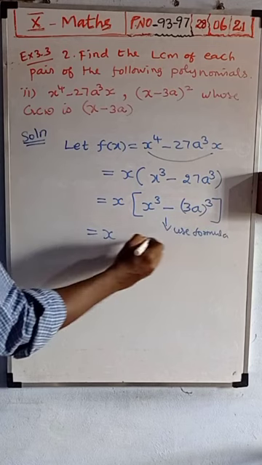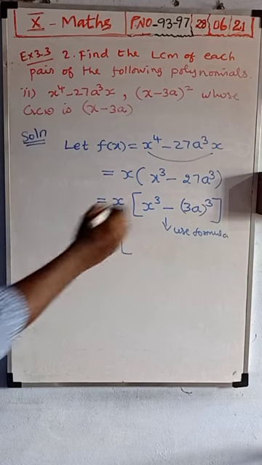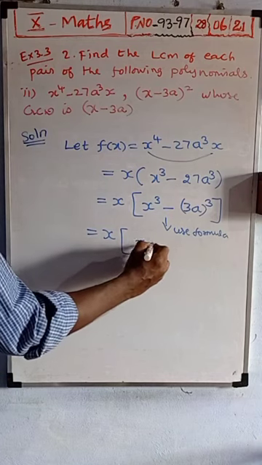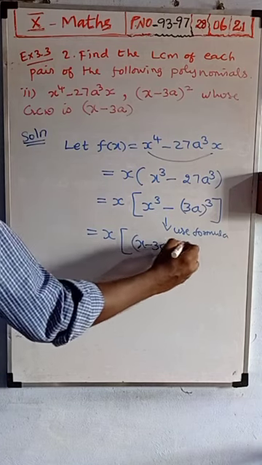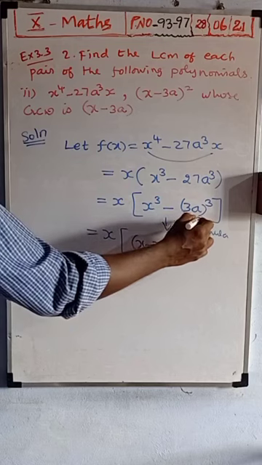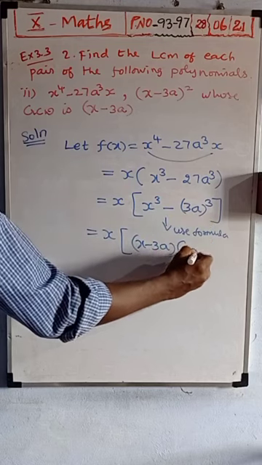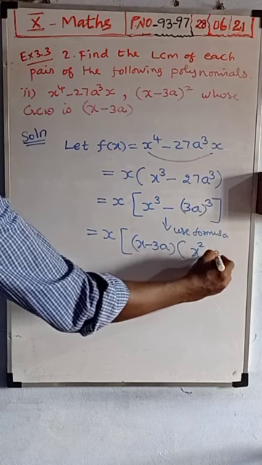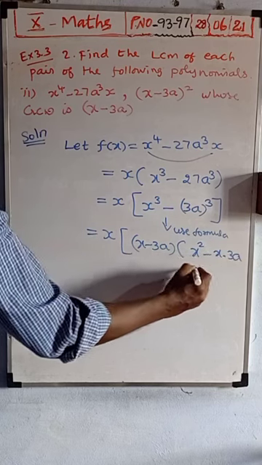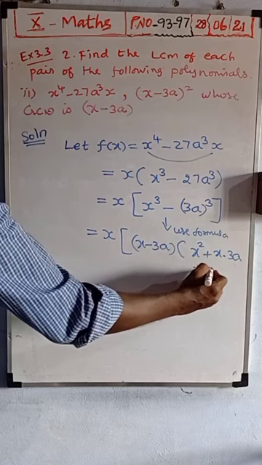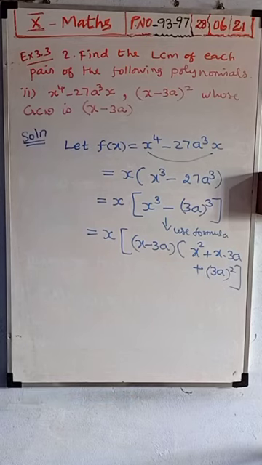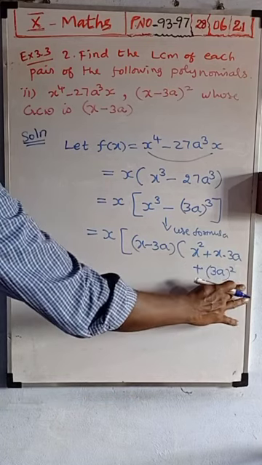What is the formula for a cube minus b cube? I have explained it before. It is a minus b of a square plus ab plus b square. Here a is x and b is 3a. So a minus b, then a square, plus ab, so x into 3a, plus b square, so 3a to the whole square. Close the bracket.